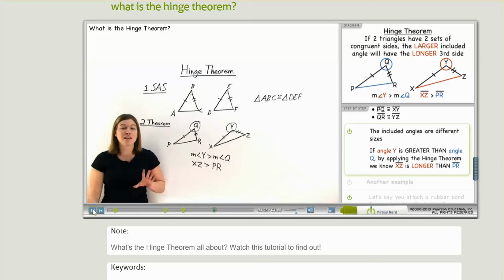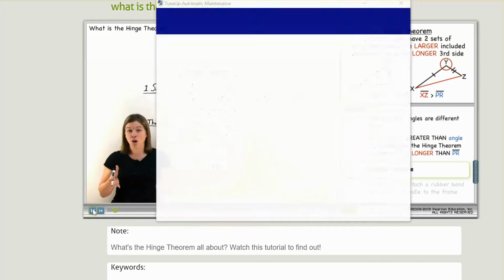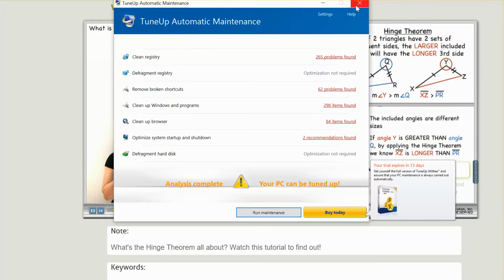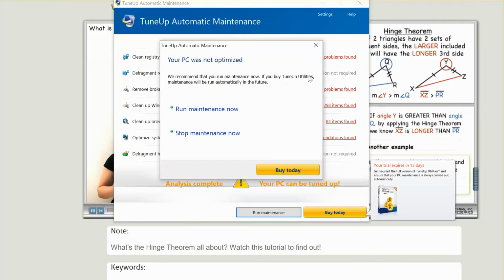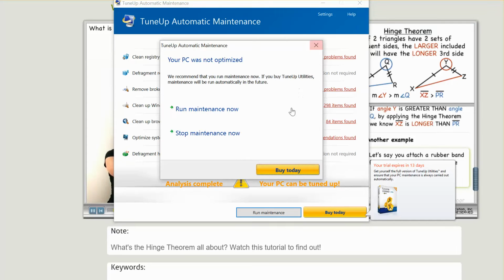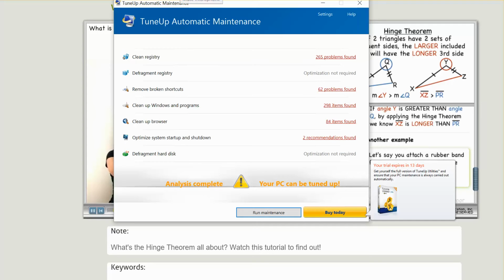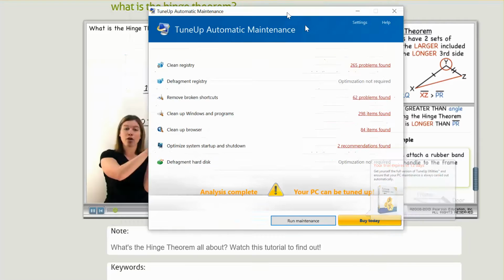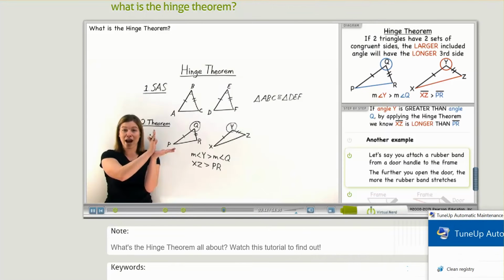Now, to help us see this a little better, think about a door. Imagine attaching a rubber band from the door handle to the frame. So let's say that here we have the frame and here we have the door, and we attach a rubber band from that door handle to the frame. Now, the further we open that door, the more that rubber band will be stretched.